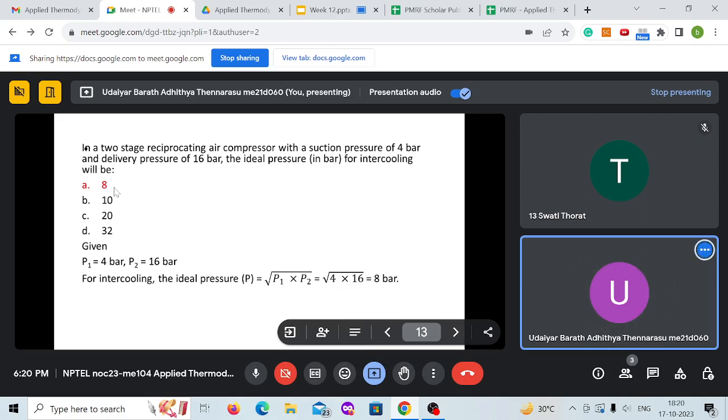So root of this you can get by writing the total work done, and you can differentiate with respect to the intermediate pressure. So you can find out this relation there. So for intercooling, the intermediate pressure will be root of P1 into P2. So your P1 is 4 bar and P2 is 16 bar. So root of 4 into 16 is 64, that is 8 bar.